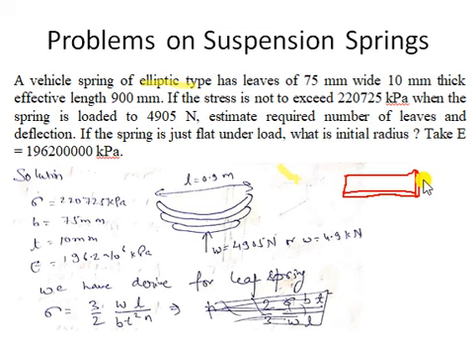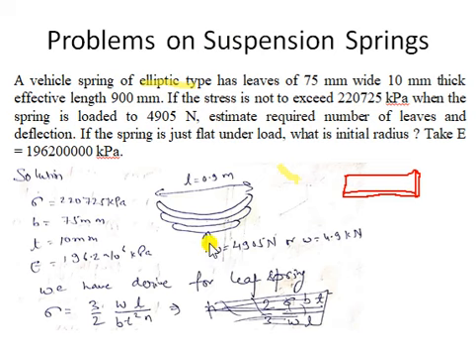Okay, and the effective length of this leaf spring is 900 mm. Effective length means the distance between the two spring eyes. We discussed there are two spring eyes, one connected with the shackle and another connected with the help of bushes. So the distance between those two spring eyes is 0.9 meter or 900 mm. Now, it is assumed that the stress is not to exceed 220,725 kilopascal when the spring is loaded with a weight of 4905 Newton.